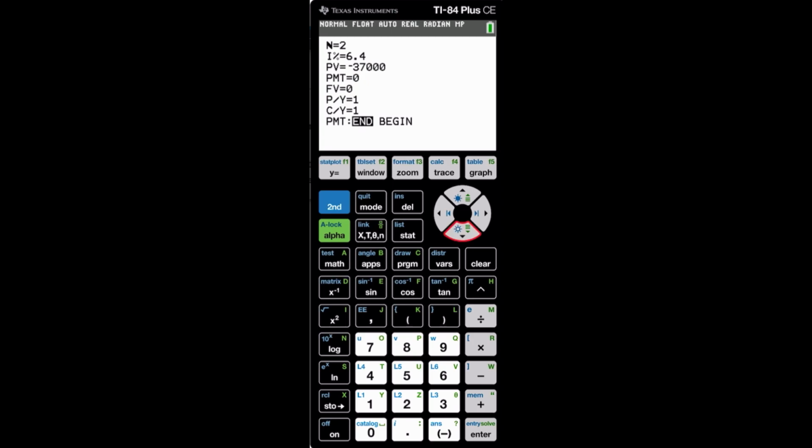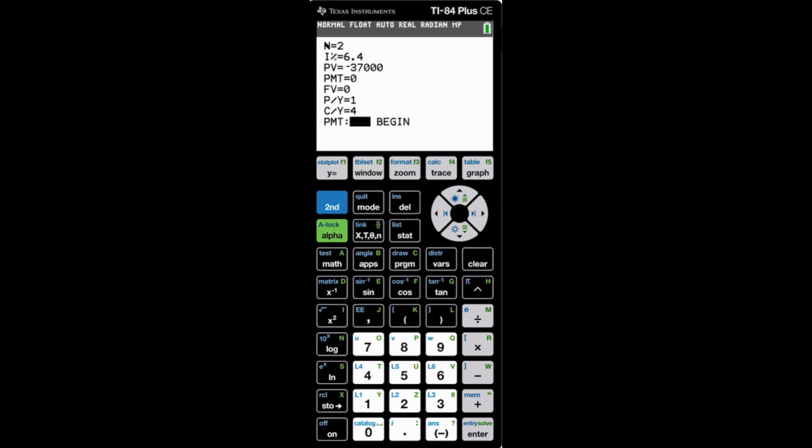Future value is what I'm looking for. Leave it as 0 for now, just because you have to have a value in there in order for you to continue filling out the rest. P per Y is payments per year. Again, leave that alone because we're not making any payments. C per Y is number of times it is compounded per year. In this case, because it is compounded quarterly, then C per Y is 4. And just go ahead and leave it at end.